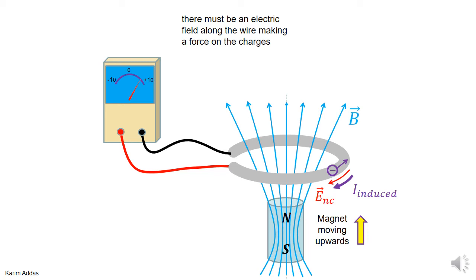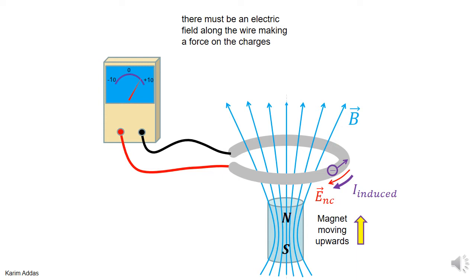So we discussed before the origin of the current, why a current will be induced in the wire, and we said it must be due to the existence of an electric field, a non-conservative electric field. And this electric field will point in this direction, the direction of the current, and it will therefore make the charges move opposite the electric field, and that's how you get a current established in the wire.